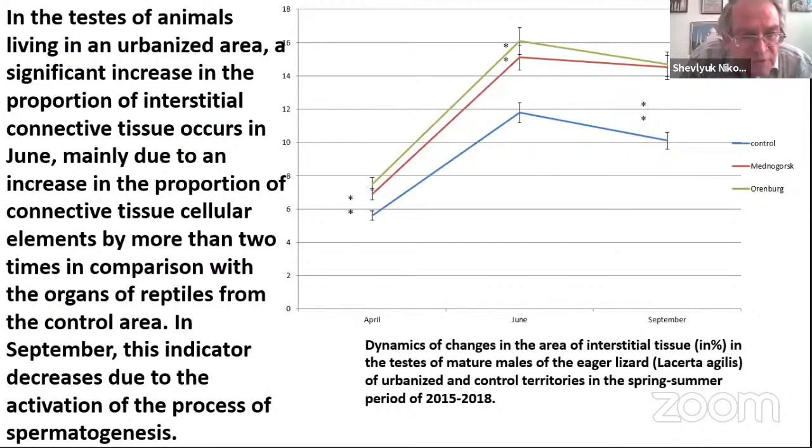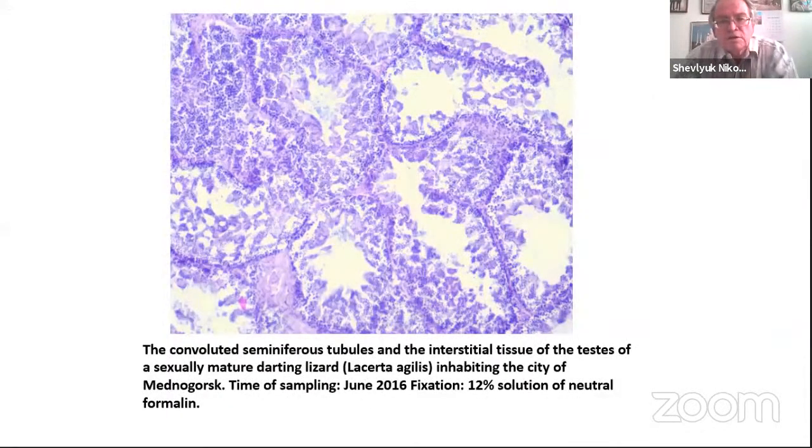Now the testes in lizards. As shown in the last picture of the amphibian preparations, the slides of lizards from the urban territory show destructive changes in the seminiferous tubules. These changes are disorganization of the spermatogenic epithelium, death of spermatogenic cells, and pycnosis in the nucleus.